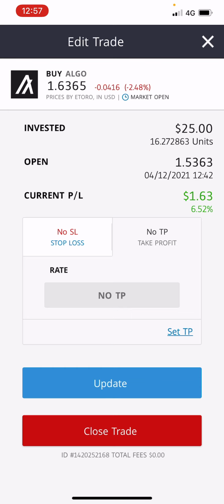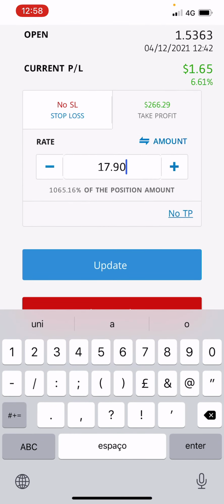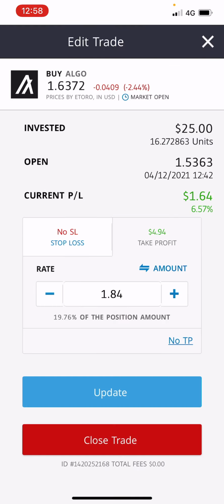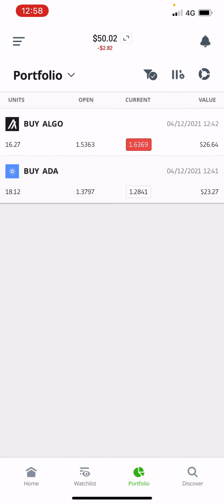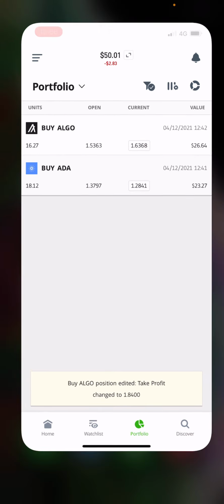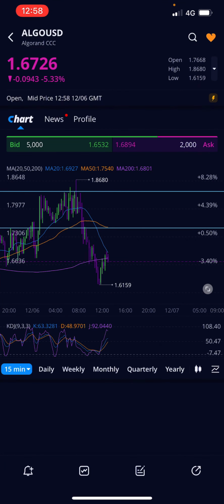I'll put 1.84. You never want to go as high as it was, in case it gets to be another lower low. It goes up, then it gets to be another lower low. So you don't want to be as high as that. So 1.84. Set TP, 1.84. Update. So that's $4.94 if it gets back up there. Did we update it? Yeah, it's now updated. And now we go back to Webull.